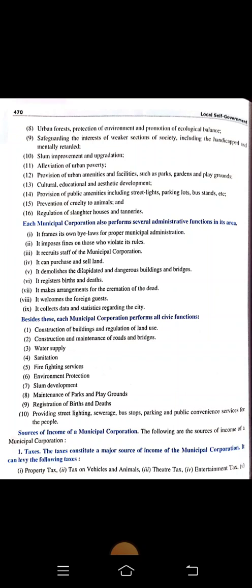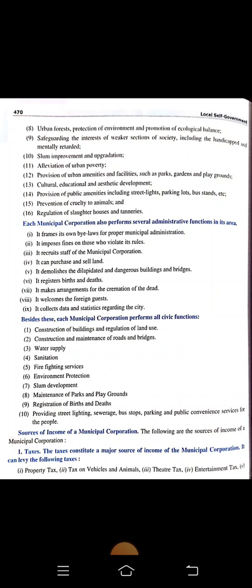Each municipal corporation also performs several administrative functions. It can purchase and sell land, recruit staff for the municipal corporation, frame its own bylaws, and impose fines on violation of the rules. It registers birth certificates and death certificates, and this kind of work is done.